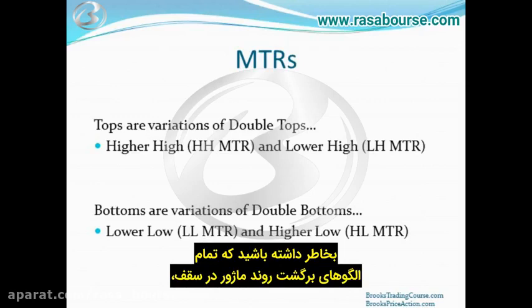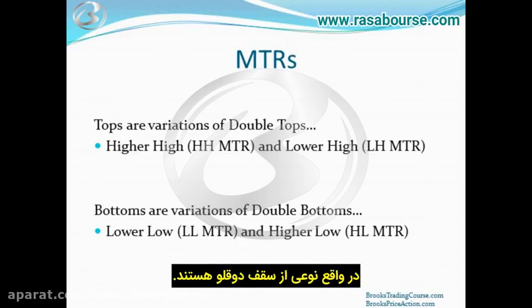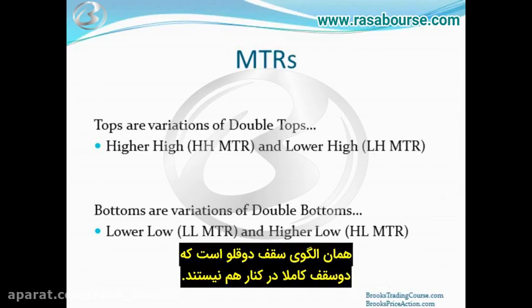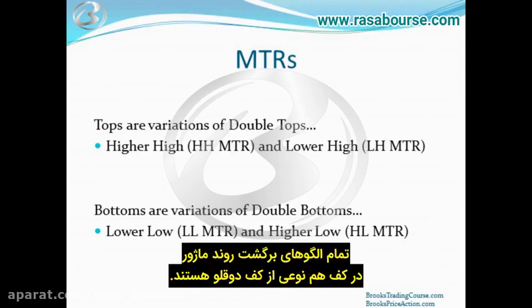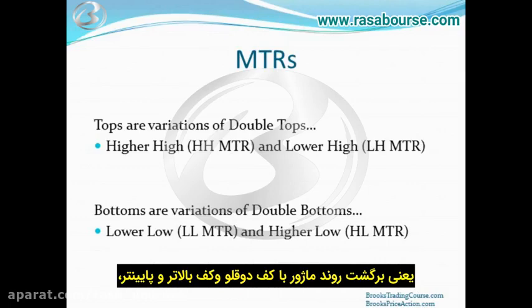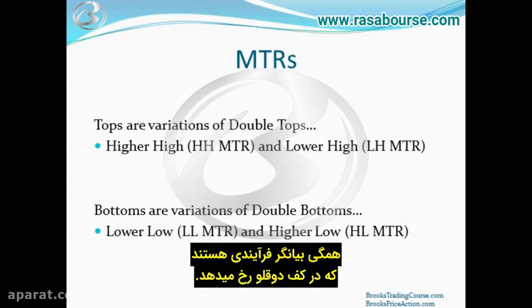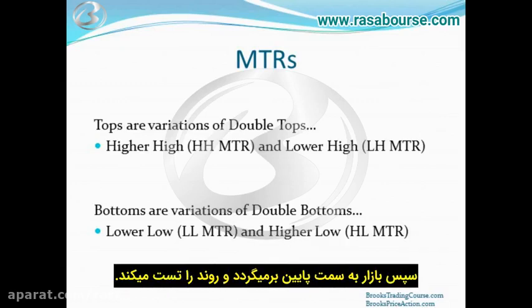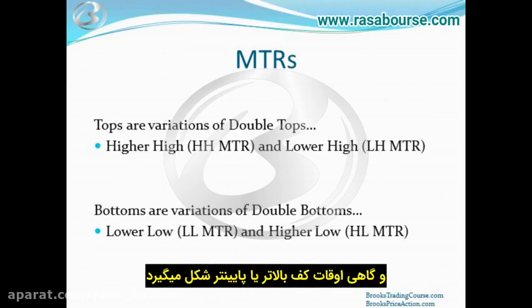Remember, all tops are variations of double tops, and that includes major trend reversal tops. A higher high and a lower high major trend reversal are just double tops where the highs don't match perfectly. All bottoms are variations of double bottoms. A lower low major trend reversal, a higher low major trend reversal, a double bottom major trend reversal, they're all variations of the same underlying fundamental process. There's a trend, the market bounces, the market comes down and tests the trend, and most of the time the test is not exactly at the same level as the first push down.